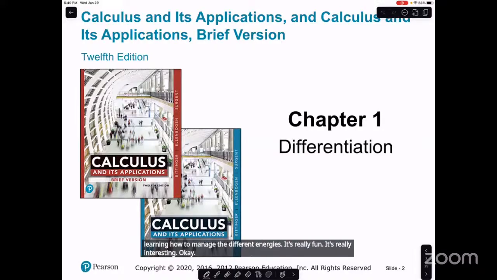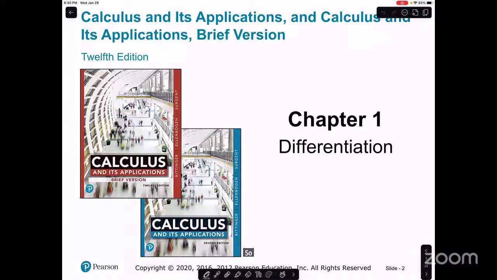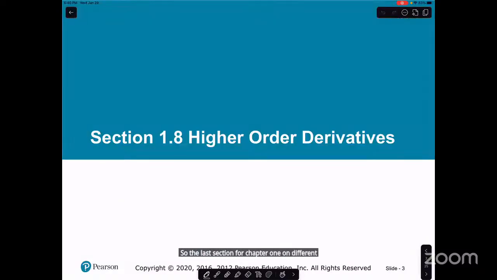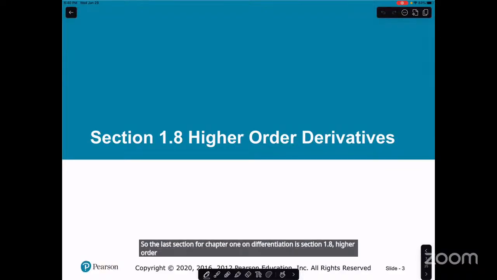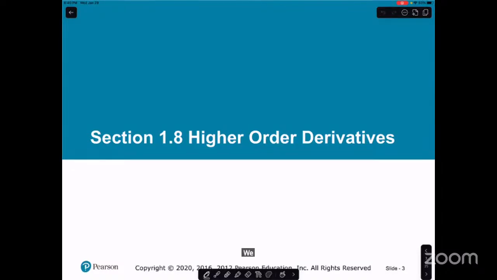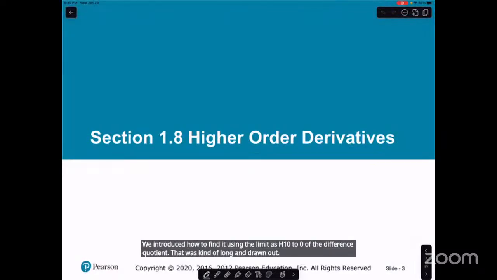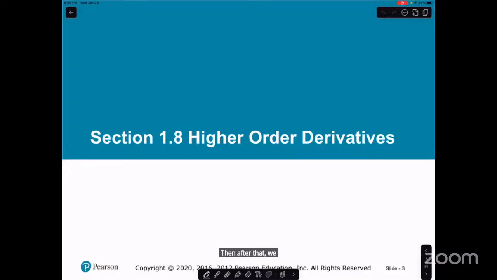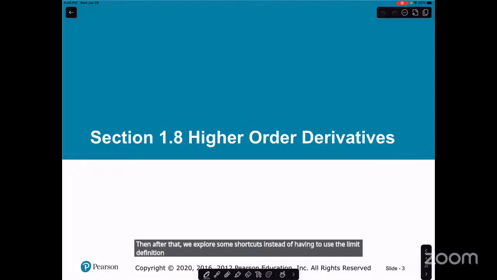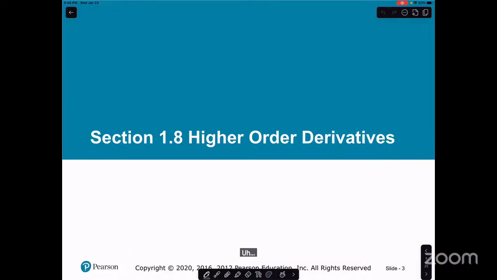Okay, so the last section for chapter 1 on differentiation is section 1.8, higher order derivatives. Right. So we've introduced the derivative, the slope of the tangent line at a point. We introduced how to find it using the limit as h tends to 0 of the difference quotient. That was kind of long and drawn out. After that, we explored some shortcuts. Instead of having to use the limit definition, we explored the power rule, the sum and difference rule, the product rule, quotient rule, chain rule, and extended power rule, right?